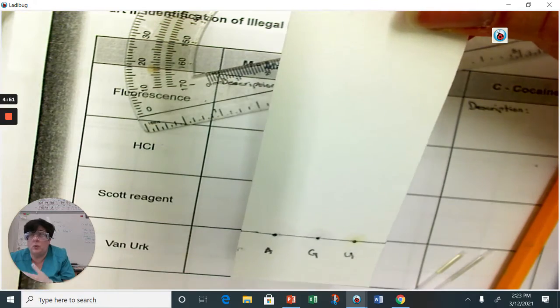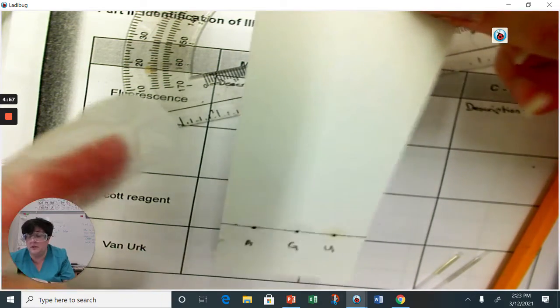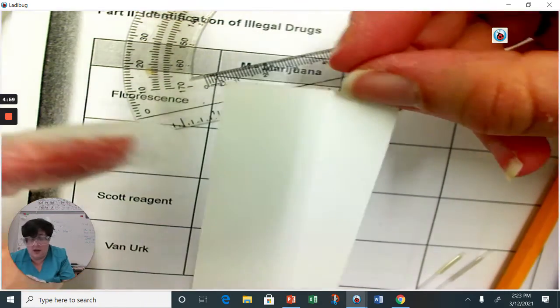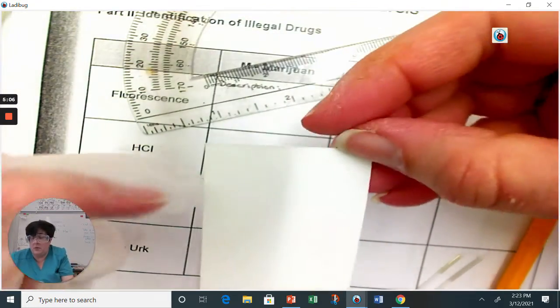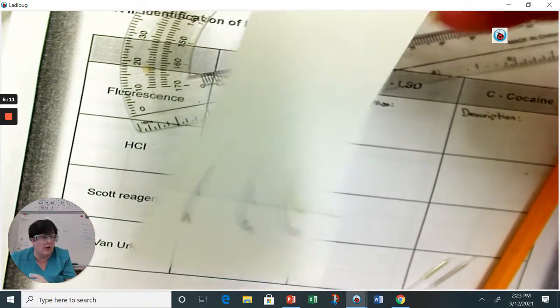Okay, I'm not going to have you watch it all the way because it takes a while. So I will pause the video and restart it once it's done. After it's done, we're going to take it out and I'm going to spray it with what's called ninhydrin. And when we take it out, though, we mark the top of it because we're going to measure distances and come up with this thing called the RF factor.